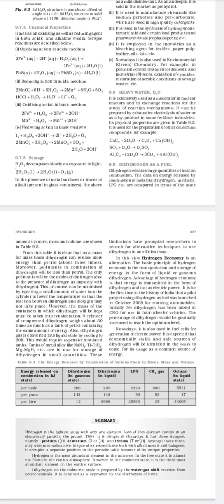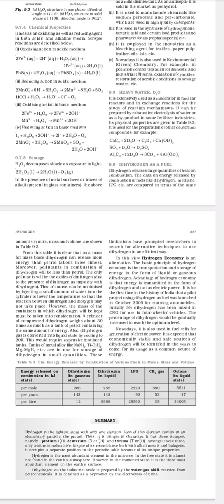The only pollutant will be the oxides of nitrogen, due to the presence of dinitrogen as an impurity with dihydrogen. This can of course be minimized by injecting a small amount of water into the cylinder to lower the temperature so that the reaction between dinitrogen and dioxygen may not take place. However, the mass of containers in which dihydrogen will be kept must be taken into consideration. A cylinder of compressed dihydrogen weighs about 30 times as much as a tank of petrol containing the same amount of energy.